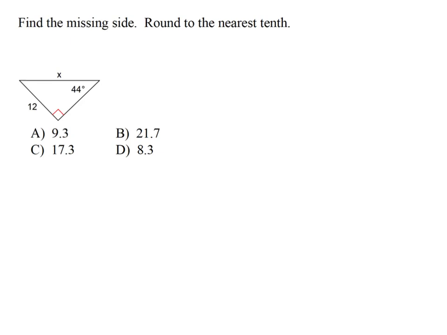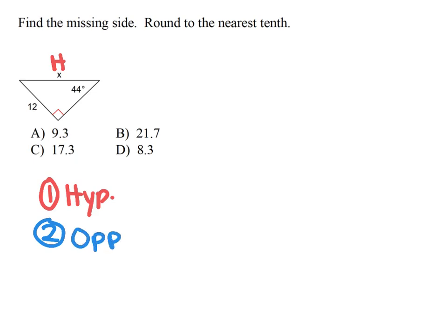For our next example, we again want to always start by labeling the sides. So we first have the hypotenuse, which would be the side with the x, the opposite, which is our side across from our reference angle, or the angle that's given. So since we are given the angle that's 44, the opposite in this case would be the 12.